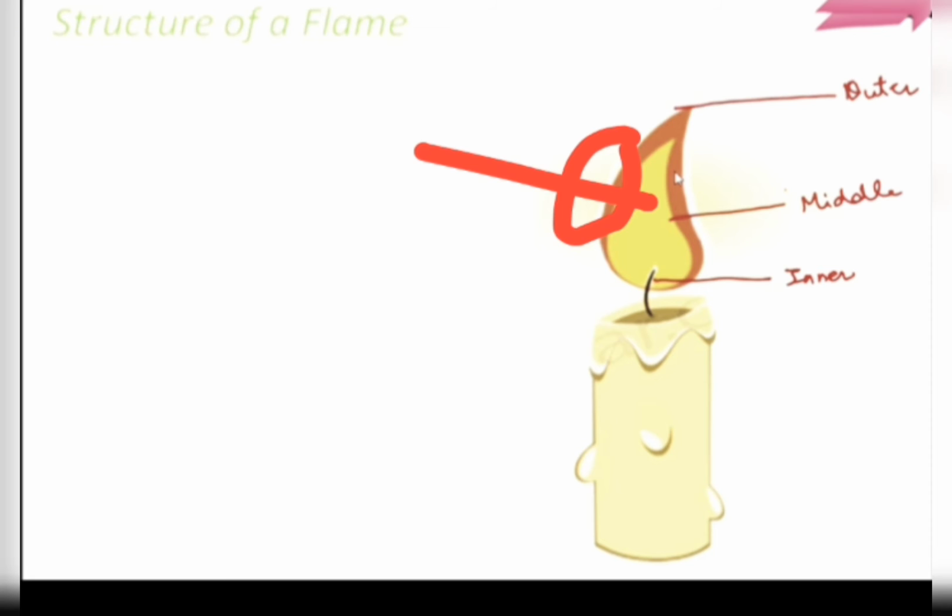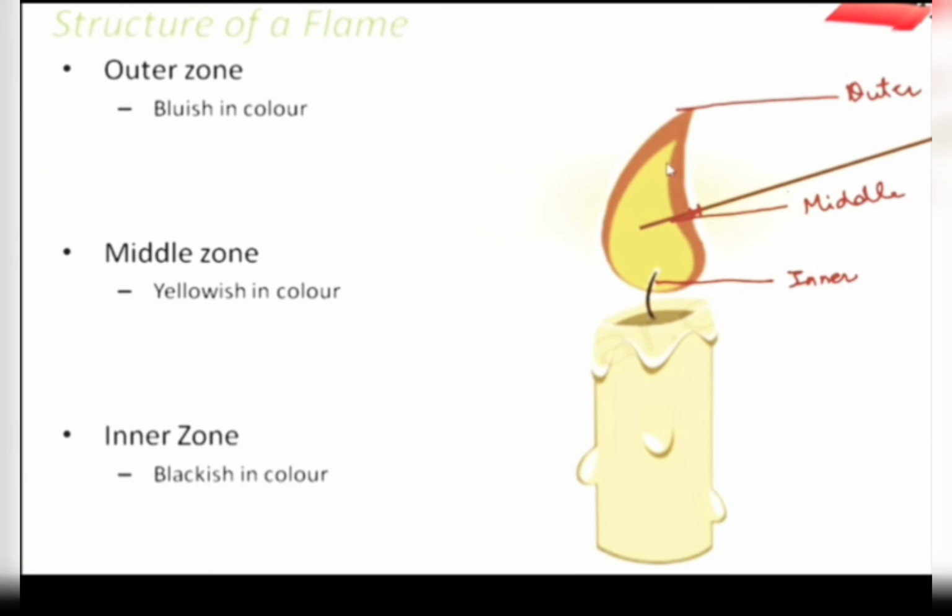What does that prove? This proves that this portion of the flame is the hottest one, because the wire which is in the middle part, this, does not become red hot. This proved that the outer part has the highest temperature.